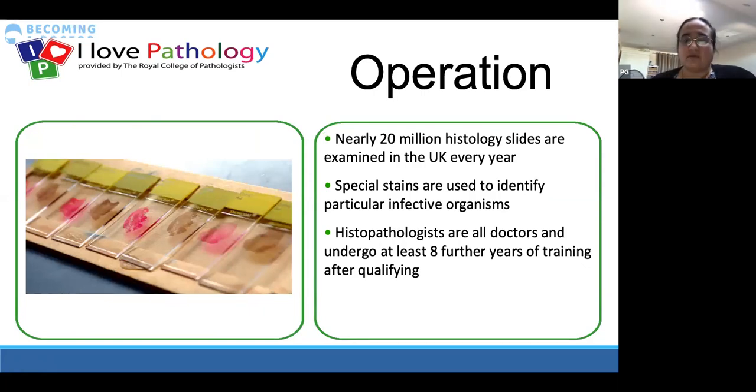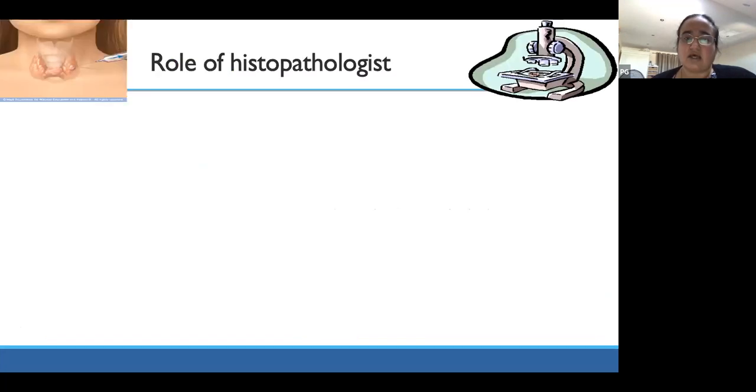So approximately 20 million histology slides are examined every year, and we also use special stains to identify infective organisms, such as Ziehl-Neelsen, and Grocott stain for fungal organisms. And histopathologists are doctors. They all undergo training, a 5-year run-through program after foundation, so after F2. And then if you get through your exams, you can start as a consultant at that point. So it's a relatively short training program.